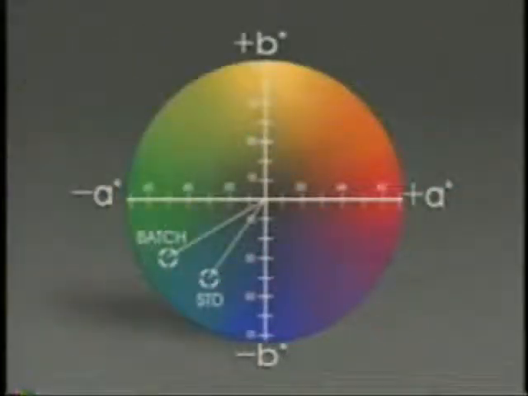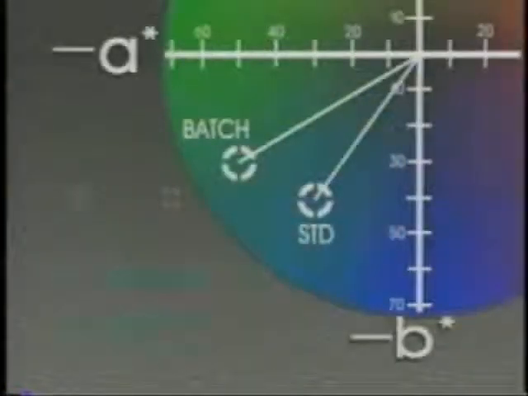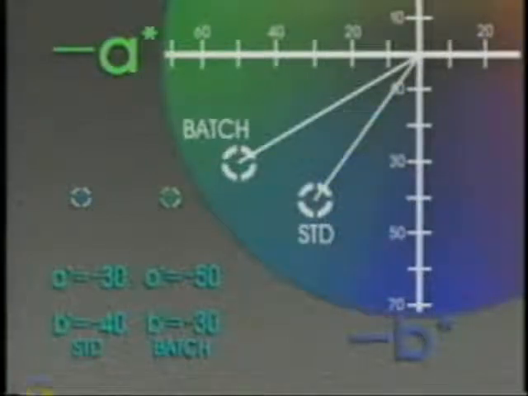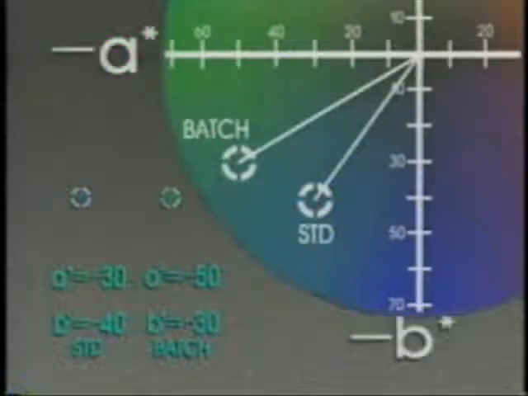Here we have a standard and a batch. The standard has an A value of -30. Its B value is -40. The batch has an A value of -50 and a B value of -30. The negative values for both A and B mean that both samples are plotted between the negative A and B axes, the green and blue axes. We can see that both samples are of a bluish-green hue, and that the batch is less blue than the standard. Once again, the numbers provide us with information about the colors and the relationship between them.